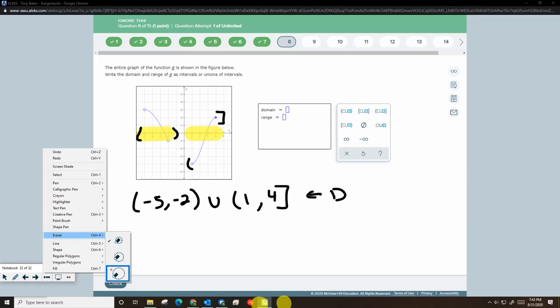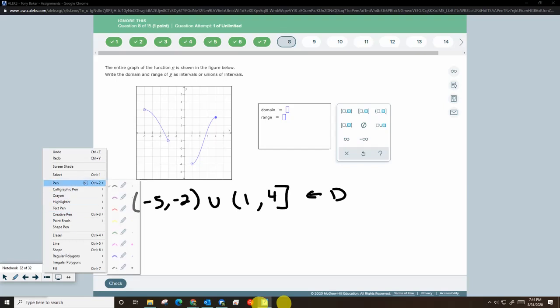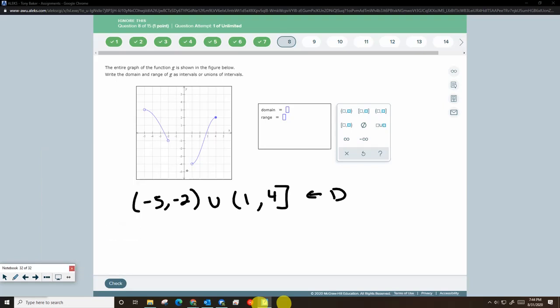Now, the range is from the bottom to the top. If I look at this one from the bottom to the top, it doesn't actually break. It starts off at -4, and it goes all the way up to 3. There's no break in it, so I only have one. At -4, it's a parenthesis because it's an open dot, and at 3, it's a parenthesis because it's an open dot. Even though they're not in the same piece, I'm looking at the graph as a complete piece, and all the points from -4 to 3 have a y value, so that's why I can do that. So my range is going to be -4 to 3, and they'll both be parentheses.